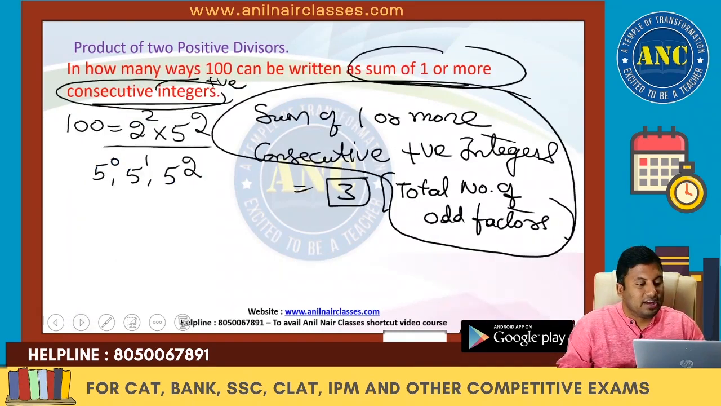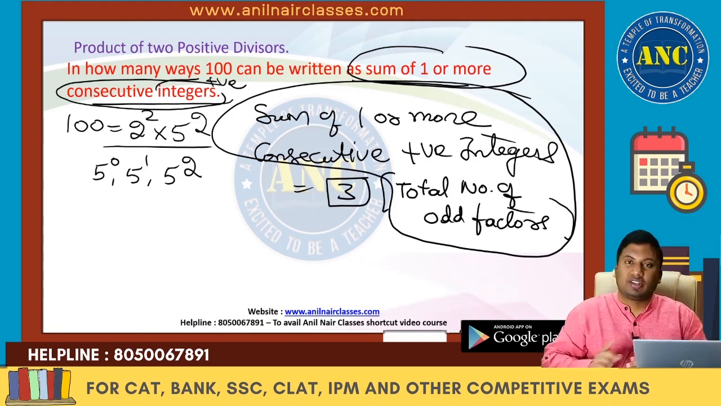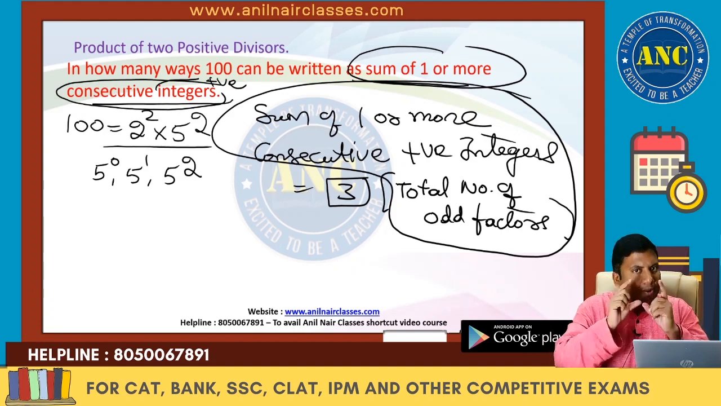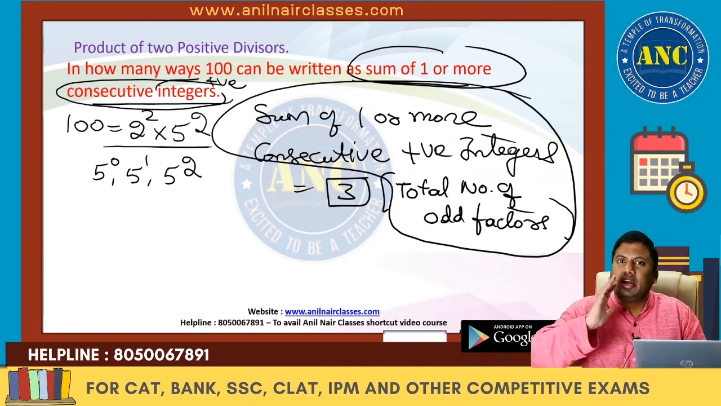Then we discussed the sum of one or more consecutive positive integers, which is nothing but the total number of odd factors. Why it should be the total number of odd factors, I will take again in session 2 live. Session 1, session 2, session 3: all the three sessions are based on product of two divisors. Do not miss any class of mine. If you miss one class, probably 5 to 6 concepts you will miss and you will fumble in your examination. Listen to my class, absolutely no doubt you will get it.